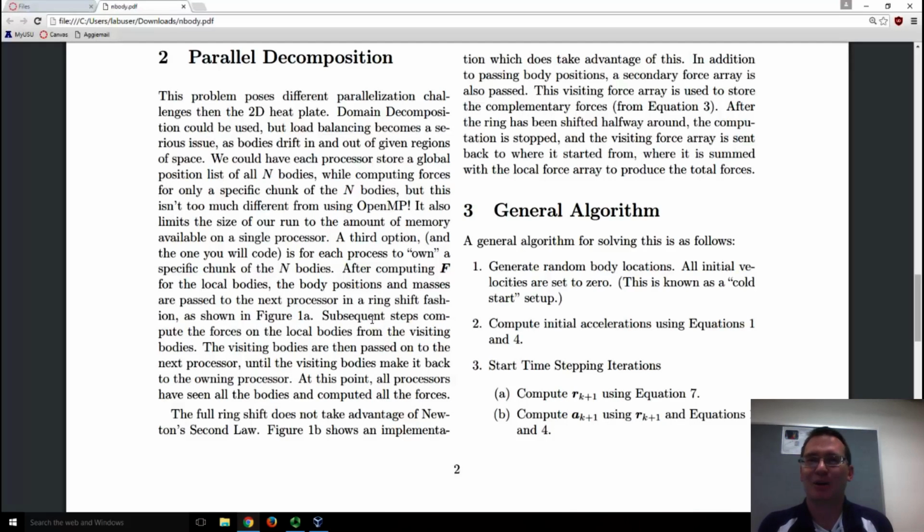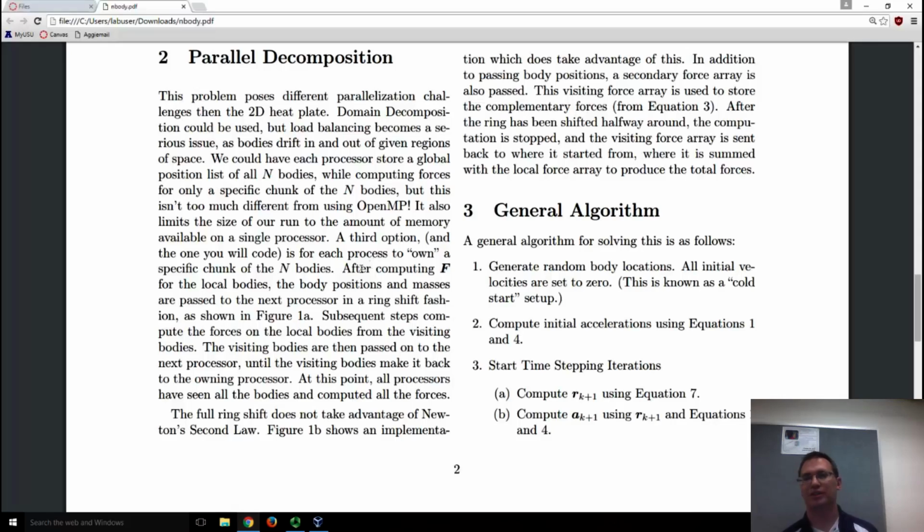Spatial decomposition doesn't really make a whole lot of sense here because we don't know where the bodies are going to be. Exactly. We don't know where they're going to be. And so one processor could have 0 planets, while another processor could have all the planets. So in this case, we're actually going to split the planets up. Each processor is going to own a given set of bodies.